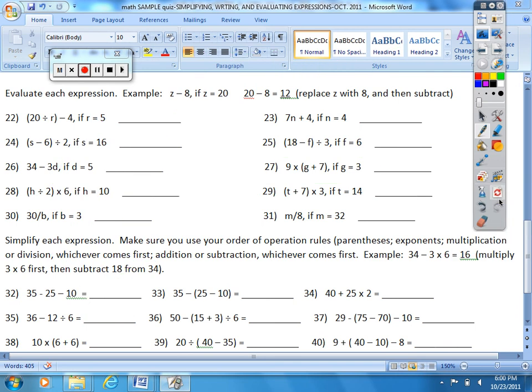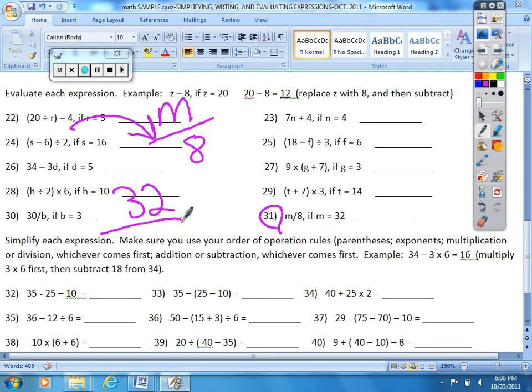Let me do one more of those. All right, let's see. Let's do this one here, just to make sure we all understand what that means. That says m over 8. Well, it actually just says m divided by 8. So remember, when you see that fraction bar, that indicates division is taking place. So I'm going to do this. I've got 32 over 8.